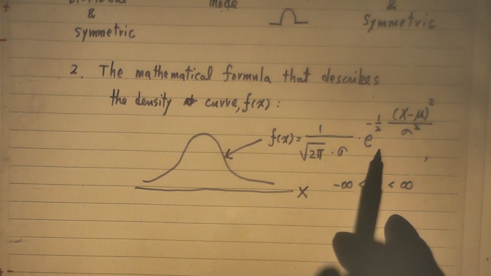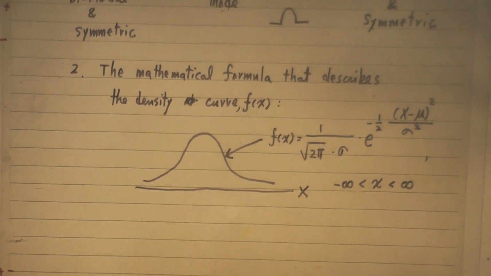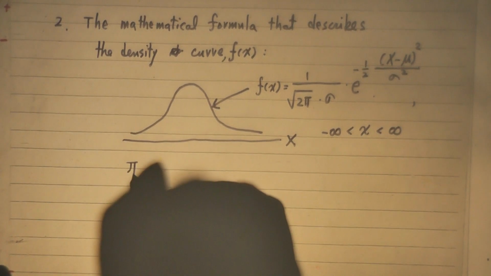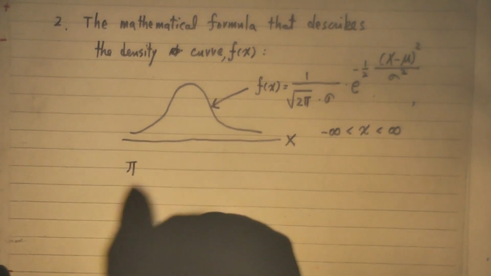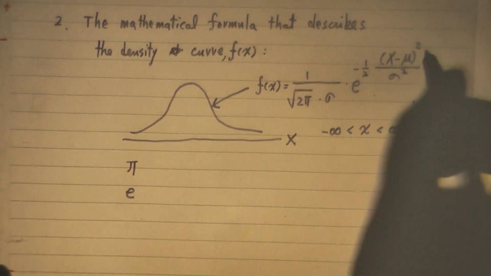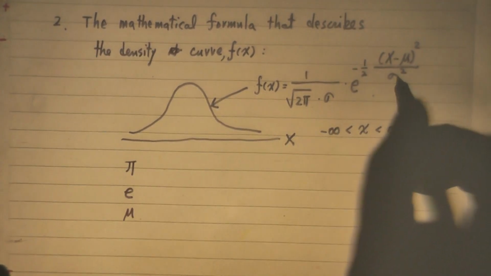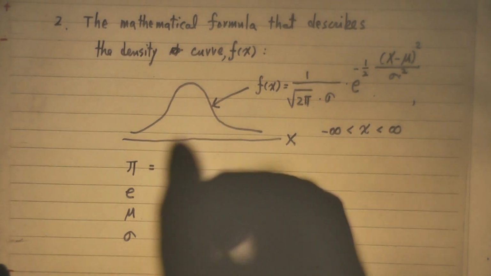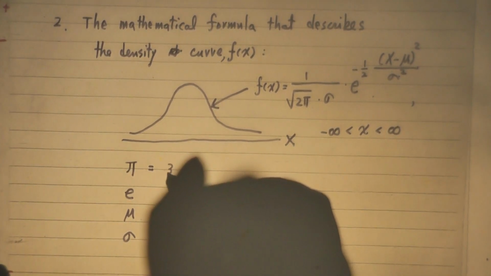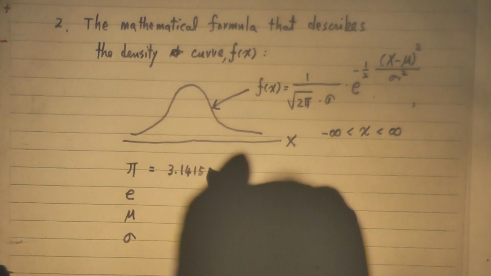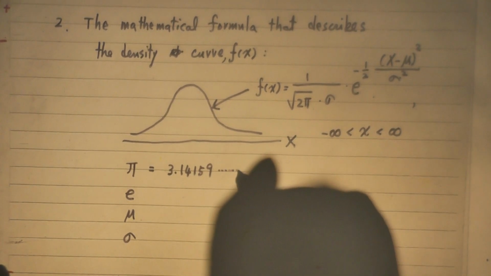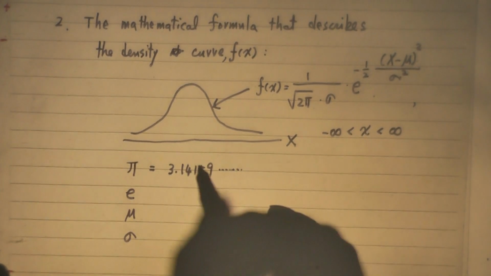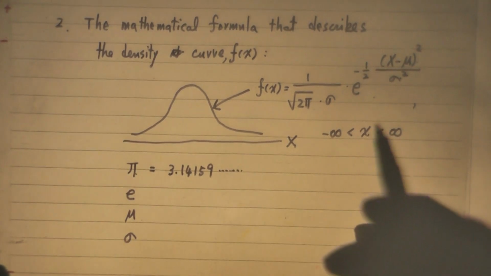Now, let me explain this mathematical formula term by term. First one, I introduce you to pi. Second one, e. Third one, mu. And the last one, sigma. Begin with pi. Pi is an irrational number, 3.14159. Since it's an irrational number, it won't stop. This is the same pi as when you try to find the area of a circle.